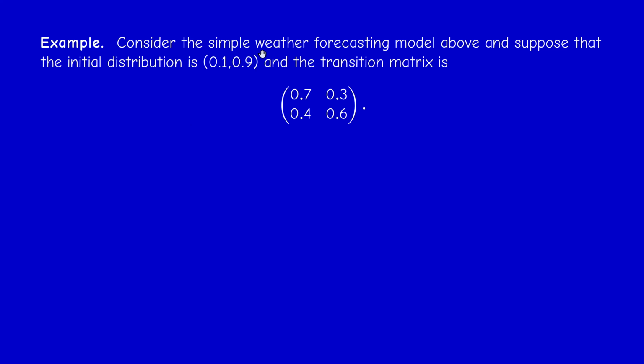Now, the second result, so let us illustrate this on an example first. So consider the simple weather forecasting model that we introduced in the first video. Okay, so we have two states, rainy and not rainy, and we have this transition probability matrix. And suppose now that we have an initial distribution, so the probability that it's rainy initially is 10% and not rainy 90%.